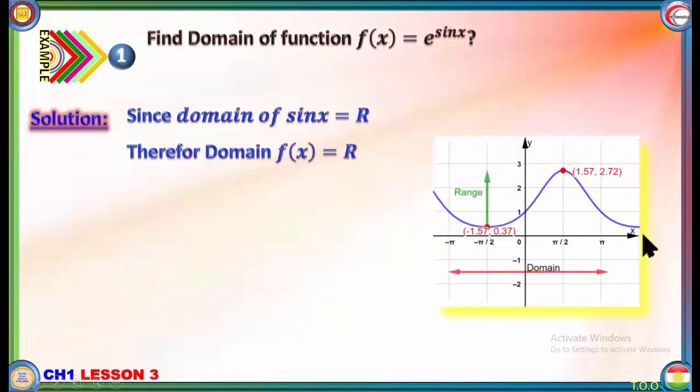As you can see in the graph of the function, we can find the range by using the range of sine, which is from -1 to 1. Then in place of sine x, write -1 and 1, and you get that the value of y is between 0.37 and 2.72, which is the range of the function f(x) equals e to the power sine x.